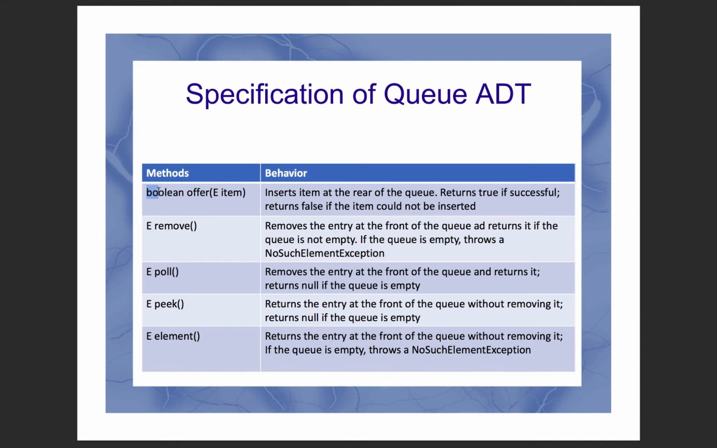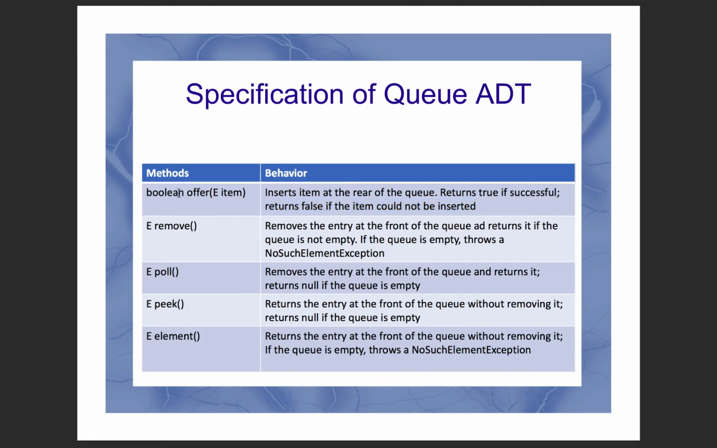For example, the first method is called offer. The offer method basically inserts an item at the rear of the queue. We know that whatever you insert should be added at the back of the queue, and it returns true if it's successful. The offer method takes some item of E type, based on the data that you are keeping in the queue. It returns false if the item could not be inserted.